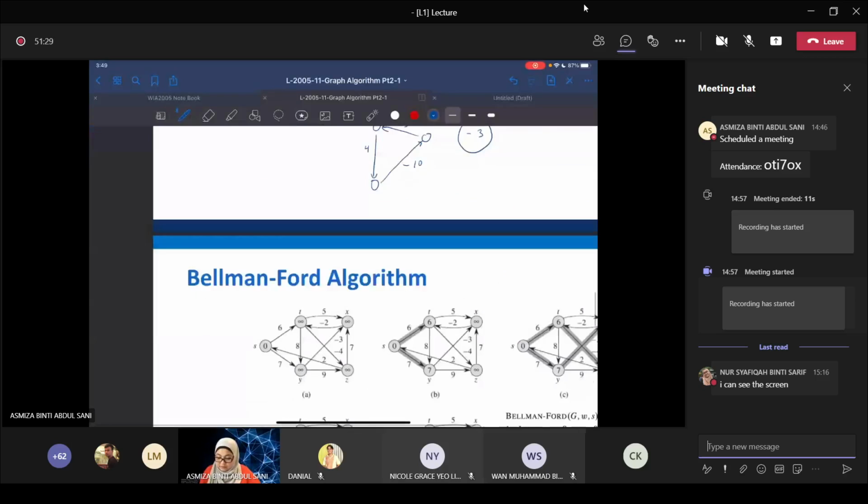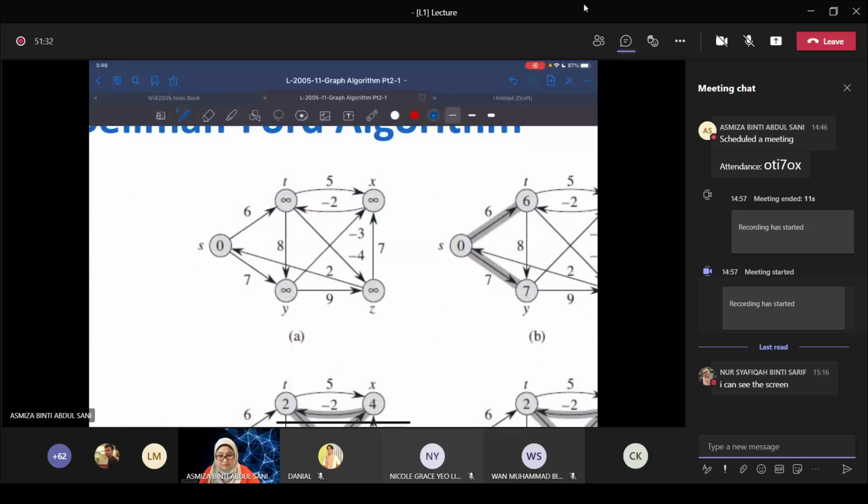Bellman-Ford is just like you still do the relaxation. Unlike Dijkstra, we do not consider whether the node has been processed; we just consider the nodes that have not been processed. Bellman-Ford has iterations. In this case, the number of V is 5, therefore we're going to run the relaxation for V minus 1 times, which is 4 times.